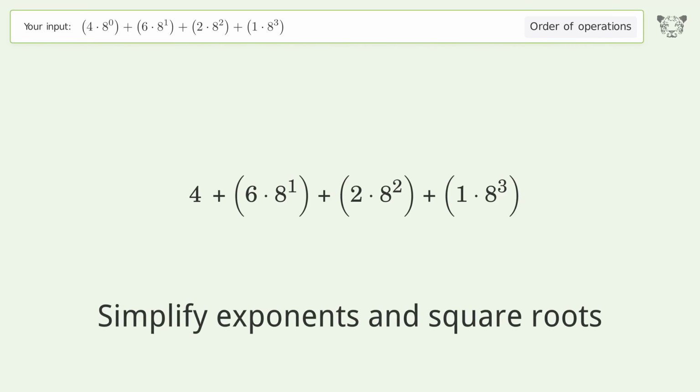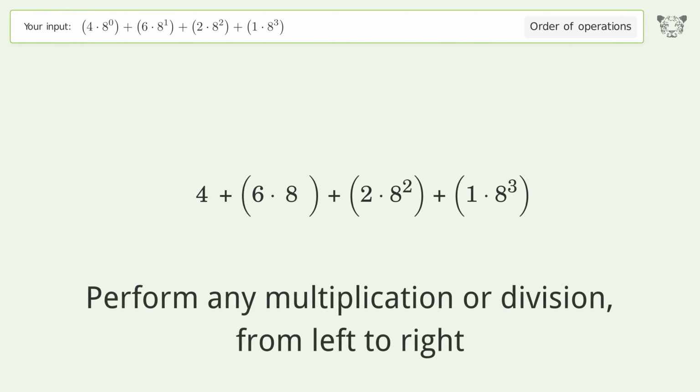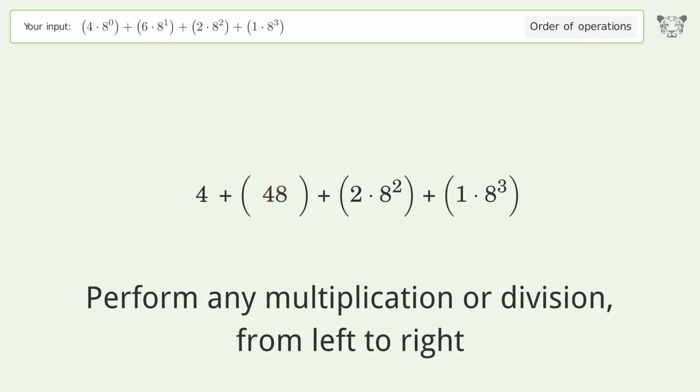Simplify exponents and square roots. 8 to the power of 1 equals 8. Perform any multiplication or division, from left to right. 6 times 8 equals 48.